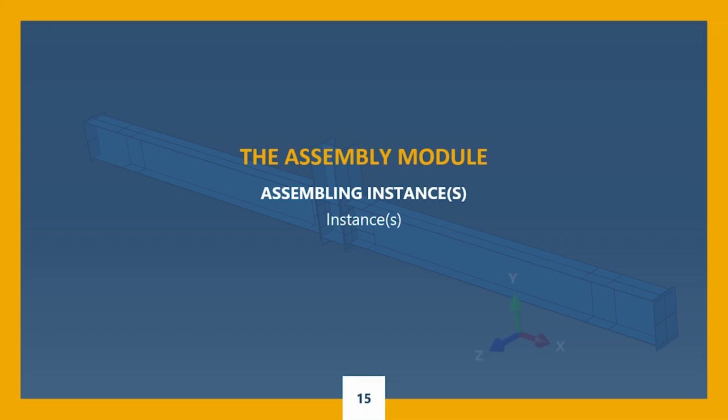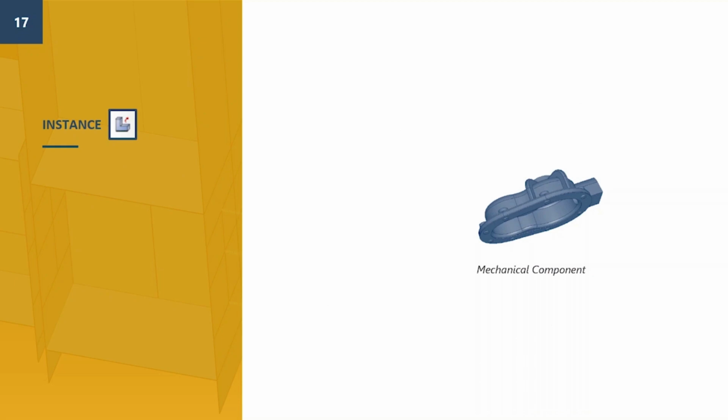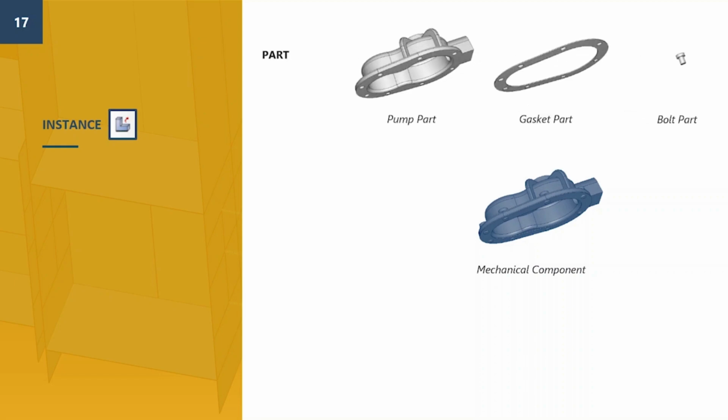So, what is instance? Instance and part are basically the same. However, part is established in a local coordinates system, whereas instance is assembled in global coordinates system. To understand more about instance, let's take the previous example on the mechanical component. Previously, we know that 3 parts are created for this mechanical component.